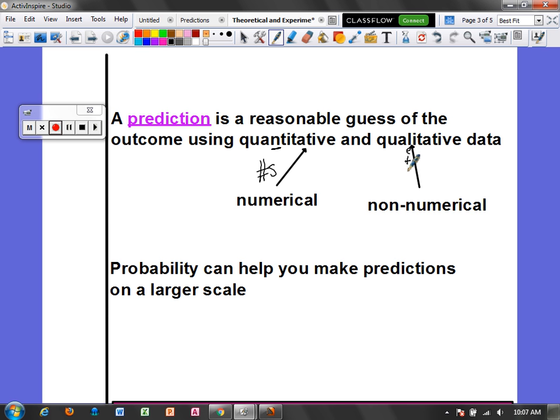So think of this L as letters. So quantitative is numbers, qualitative is letters. So when you're describing something quantitatively, you're using numbers. Qualitatively, you are just using non-numerical words. Now, probability can help you make predictions on a larger scale.